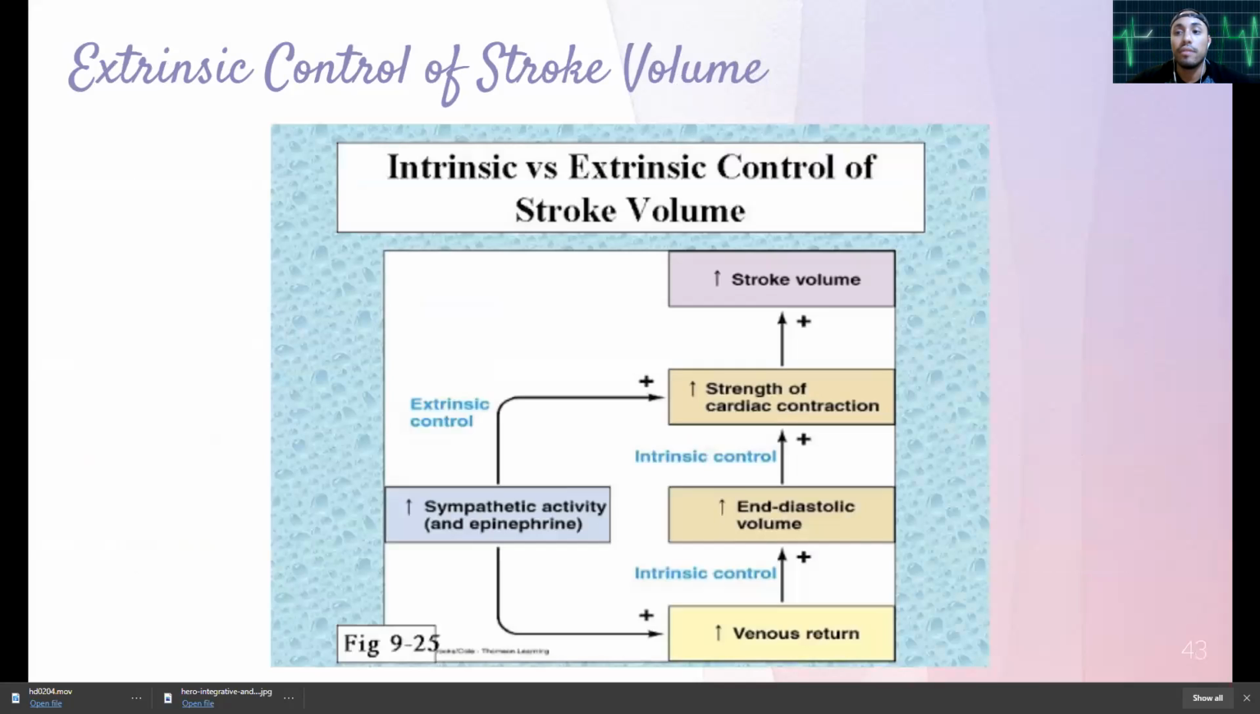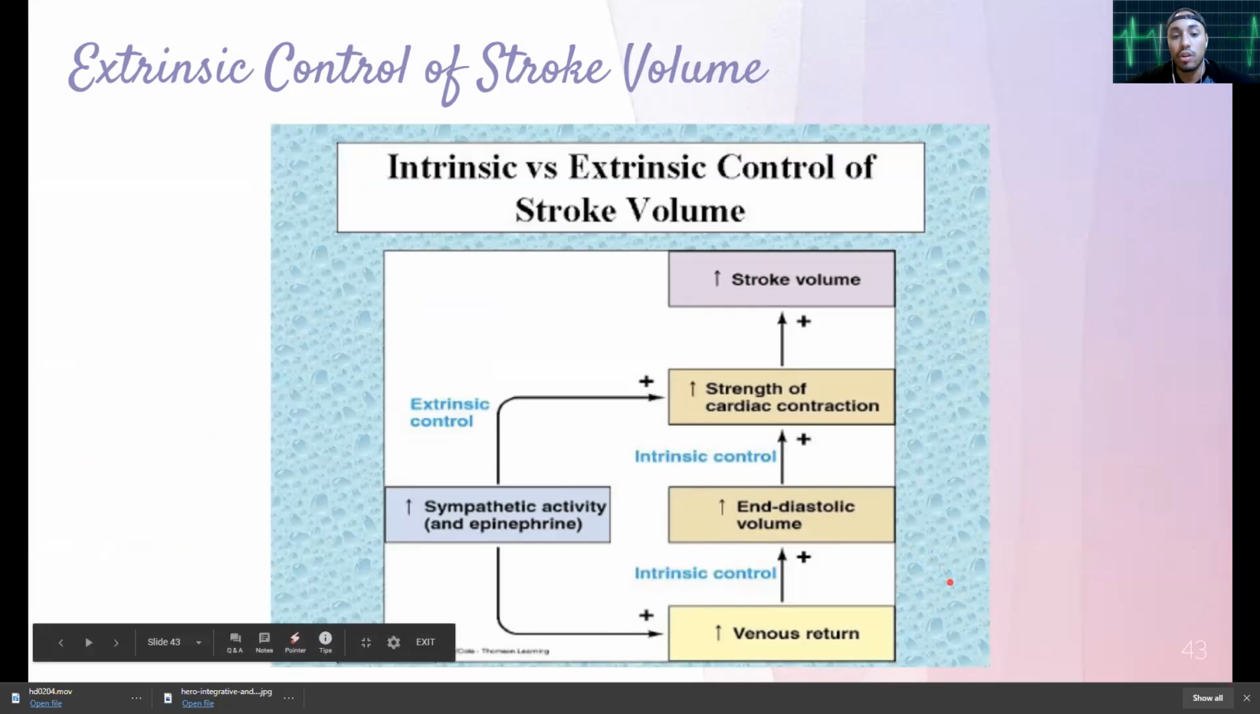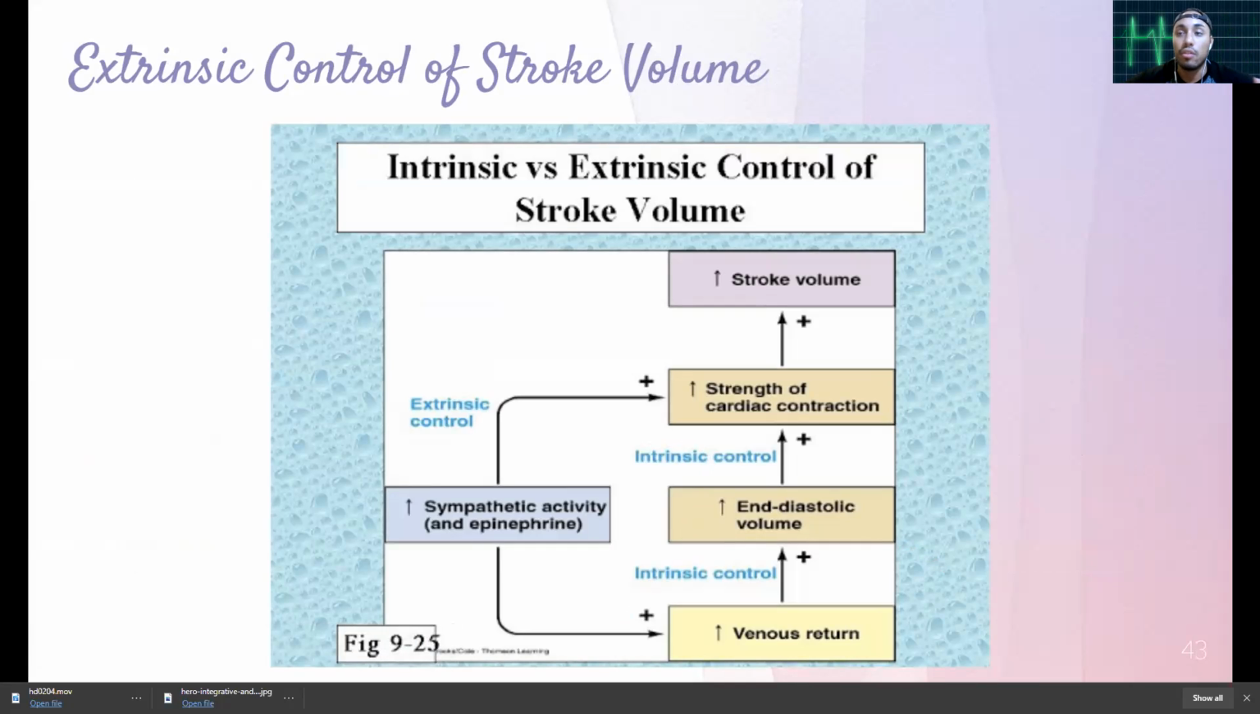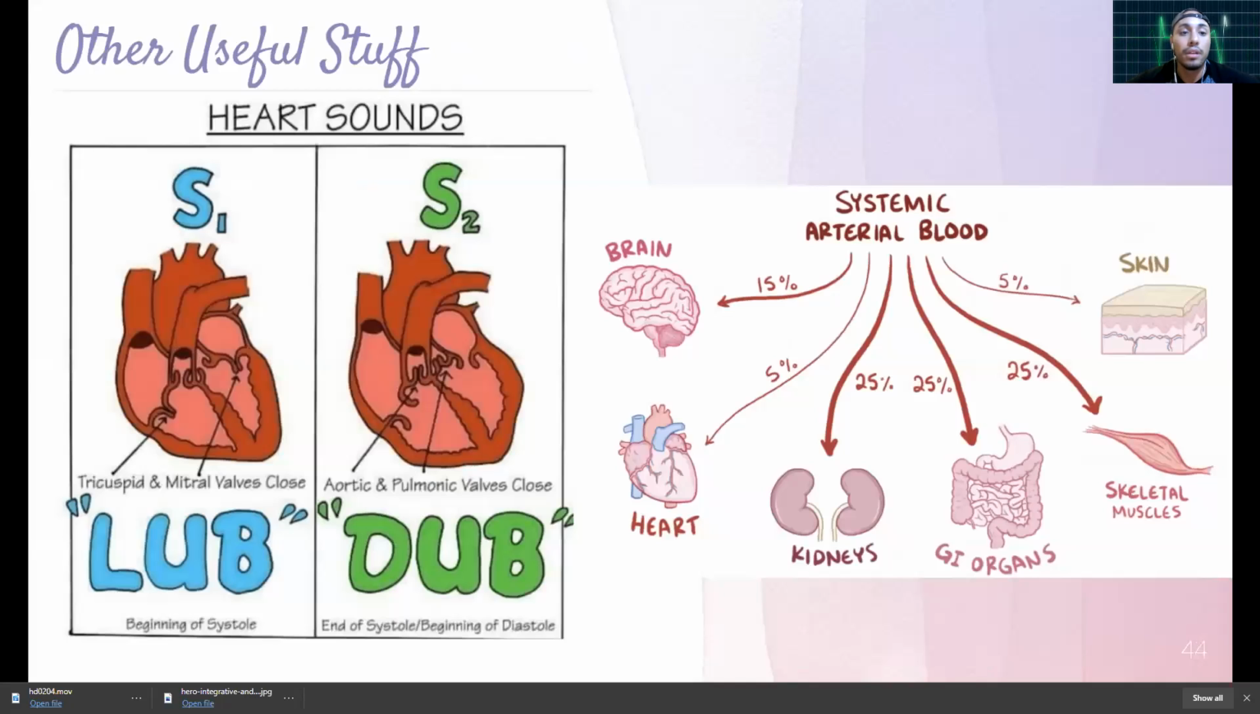But there are different factors affecting stroke volume. So a graph like this is a better representation showing you how extrinsic and intrinsic control are ultimately affecting stroke volume. And then stroke volume again is a key factor in determining cardiac output. So you're going to see probably multiple questions on cardiac output and how the other factors affect cardiac output.